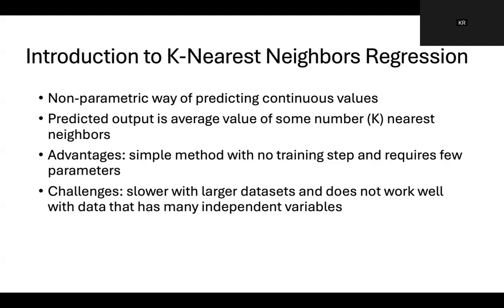K-nearest neighbors regression is a non-parametric way of predicting continuous values. It does not make assumptions about the underlying distribution of the dataset. The predicted output is the average value of some number k nearest neighbors. The advantages of this method are that it is a simple method with no training step and requires few parameters, usually only requiring you to input the k and a distance measuring method. The challenges of this method are that it is slower with larger data sets and does not work well with data that has many independent variables.